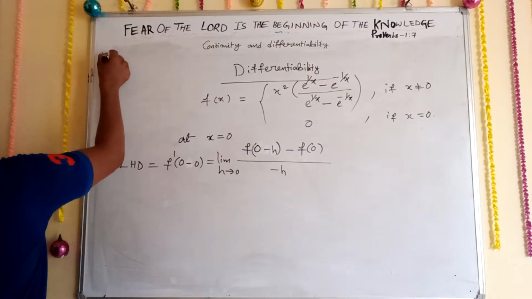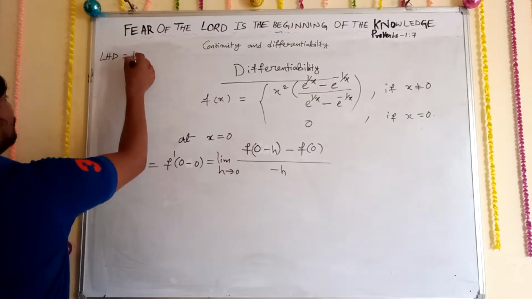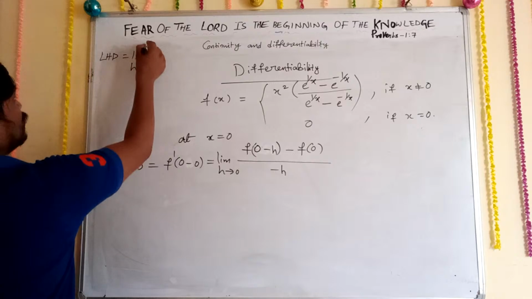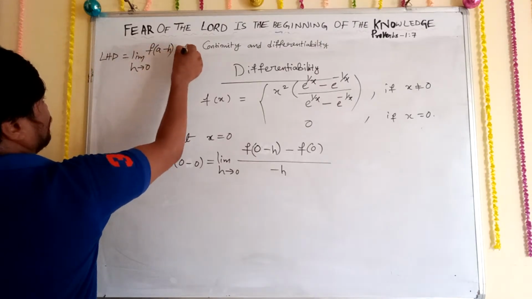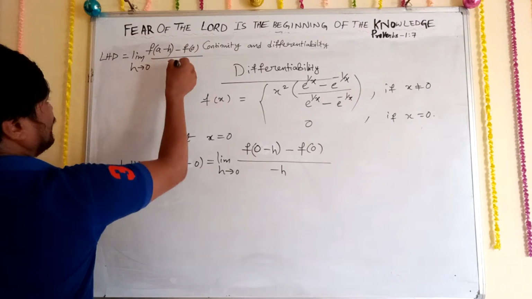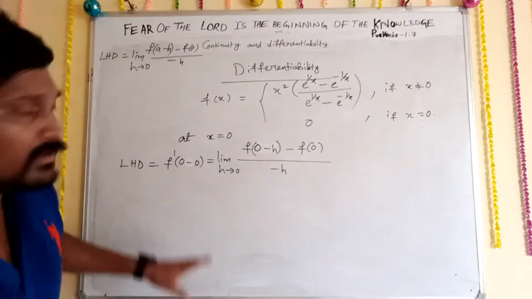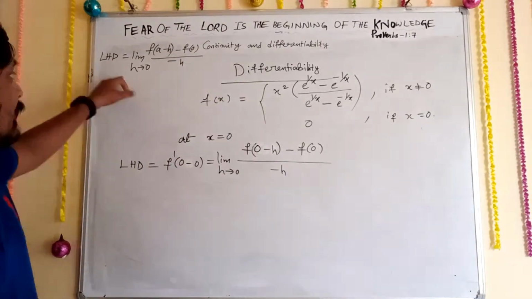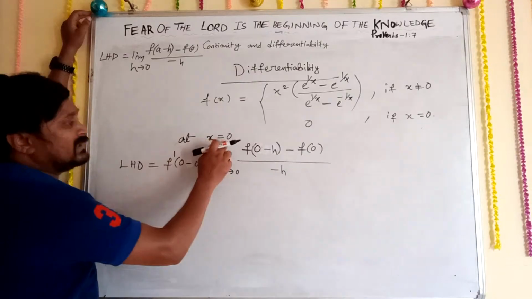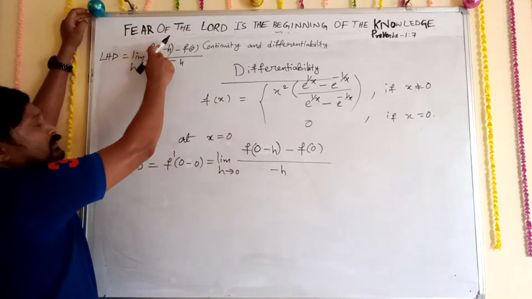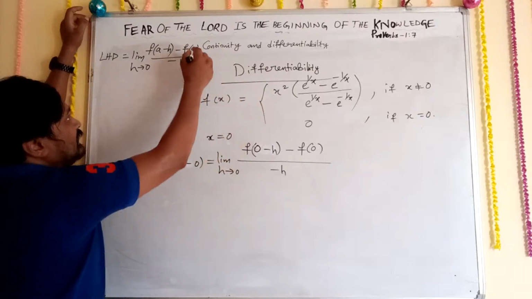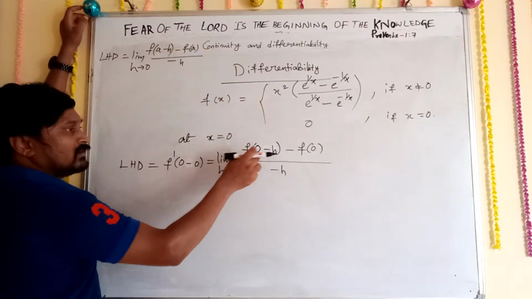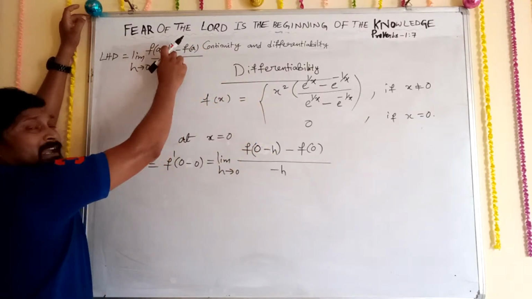So left hand derivative is equal to limit h tends to 0 f of a minus h minus f of a upon minus h. This is your left hand derivative formula. Now observe, a means here it is 0. So just substitute a plus 0, and as it is remaining same, here also this is a. So now first here f of a minus h.